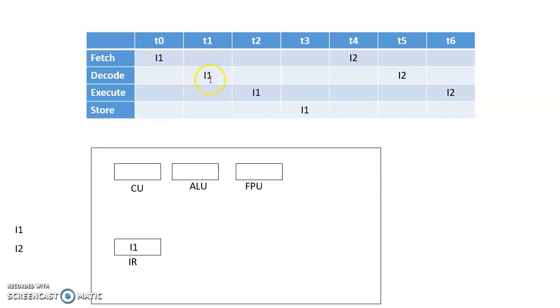Then at time 1, instruction 1 is going to be decoded, and part of the decoding is figuring out who's going to carry out the work. At time 2, instruction 1 is going to be executed. So either the arithmetic logic unit or the floating point unit or the control unit will carry out that instruction 1. And then at time 3, if instruction 1 was sending something back to memory, then the control unit will handle getting that data back to memory.